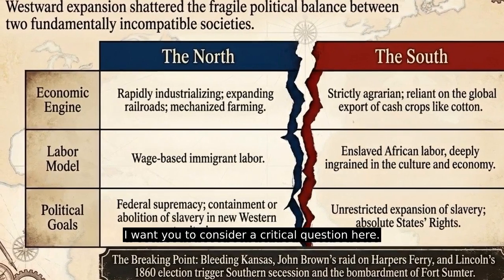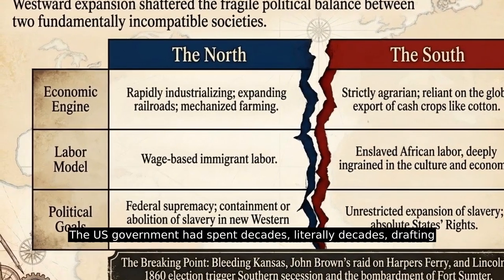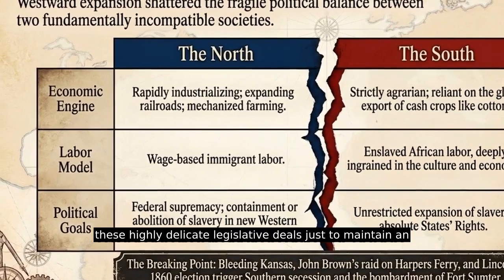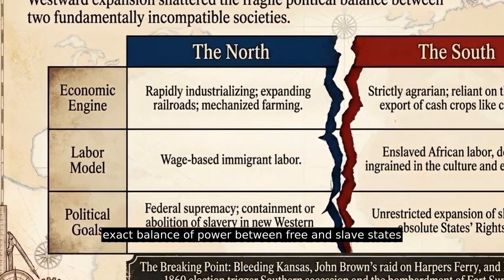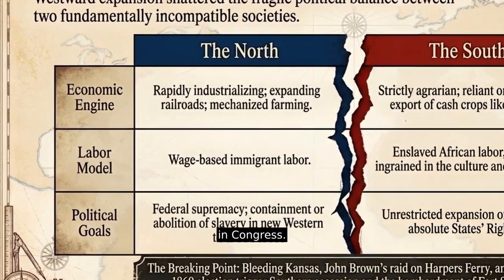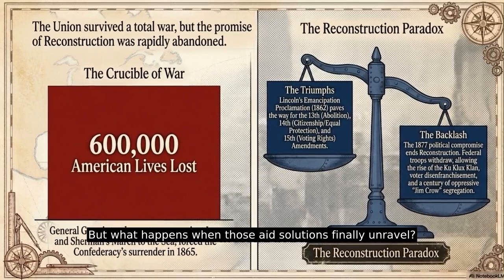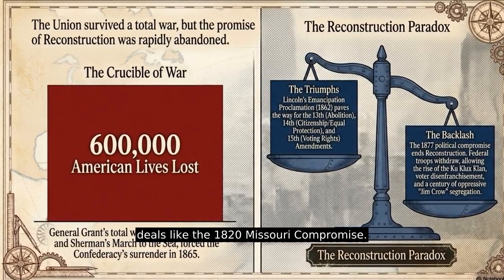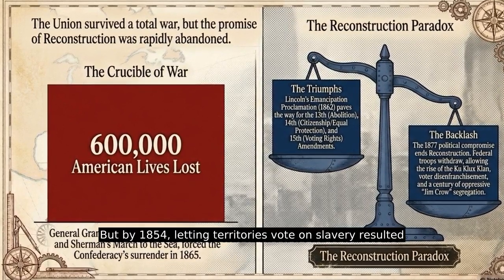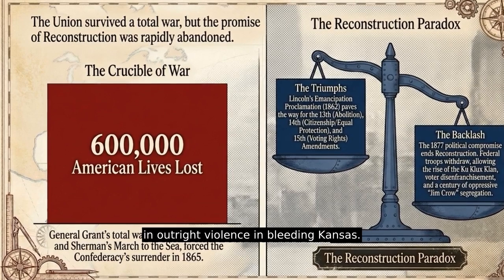So I want you to consider a critical question here. The U.S. government had spent decades, literally decades, drafting these highly delicate legislative deals just to maintain an exact balance of power between free and slave states in Congress. But what happens when those Band-Aid solutions finally unravel? While the escalation was terrifying, we start with uneasy deals like the 1820 Missouri Compromise, but by 1854, letting territories vote on slavery resulted in outright violence in Bleeding Kansas.